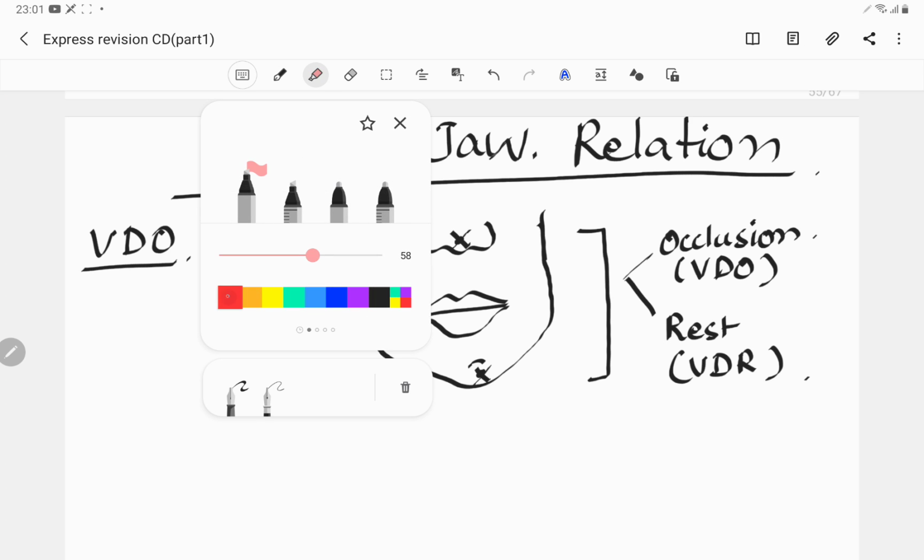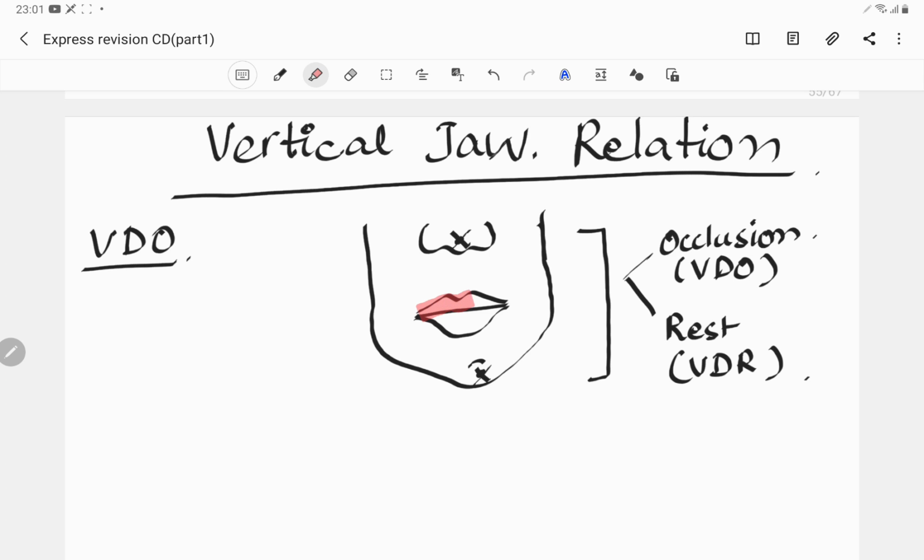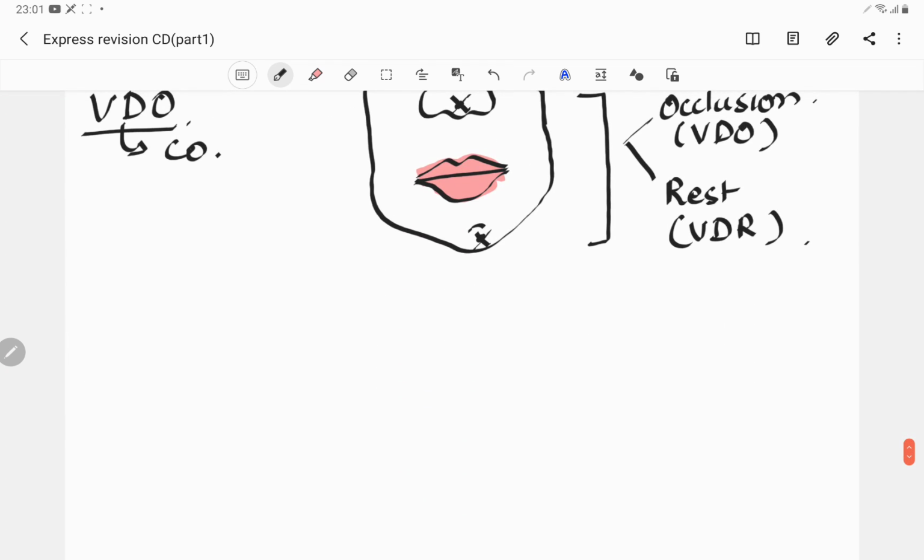So vertical dimension of occlusion is the point measured between two selected points, one above the mouth, one below the mouth. Basically it is the vertical height of the face in centric relation, or centric occlusion, when the patient is occluding the teeth. The vertical height of the face at the physiological rest position is the vertical dimension at rest, which is the VDR.